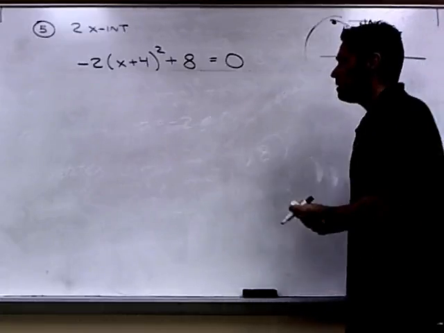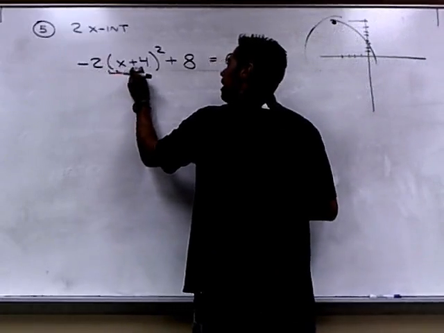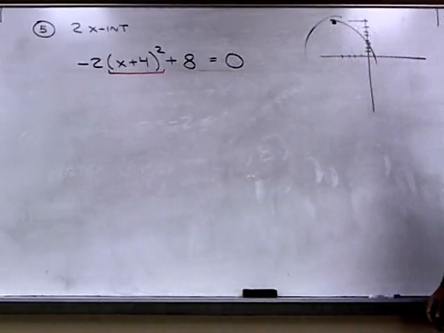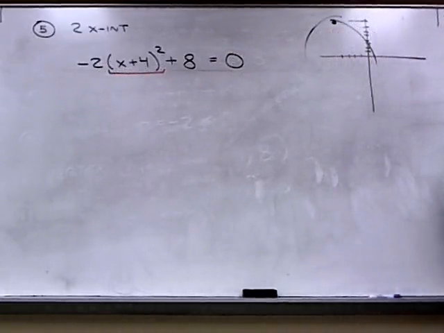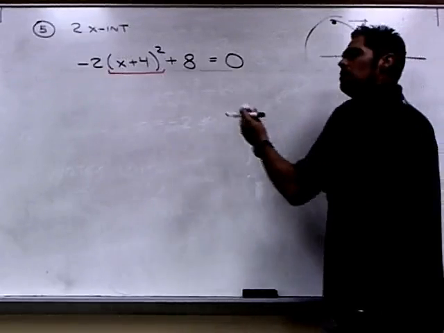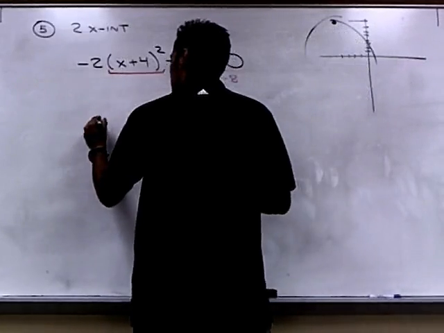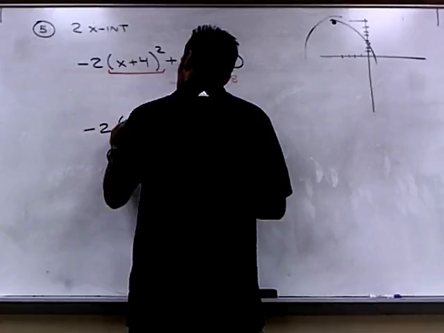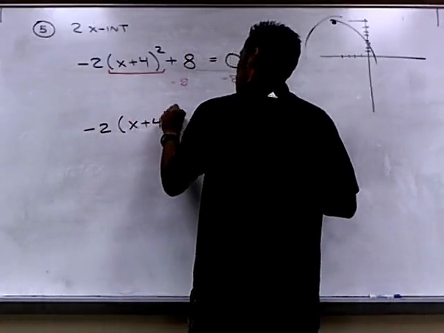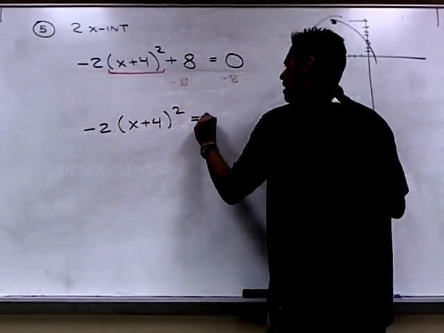We are going to get this whole thing right here by itself on one side of the equation. So how could I get that by itself? What would the first thing I need to do be? I could subtract 8 on both sides. Is that fair? Subtract 8, subtract 8. If I do that, I'm left with the negative 2 sitting in front of (x plus 4) squared. Now I have on the other side negative 8.